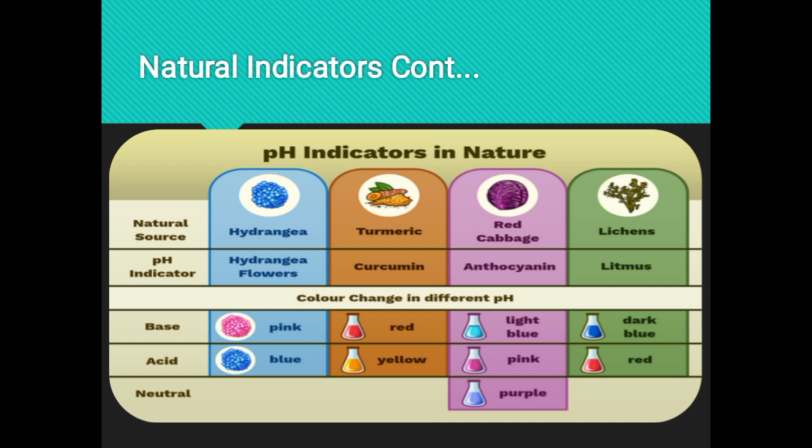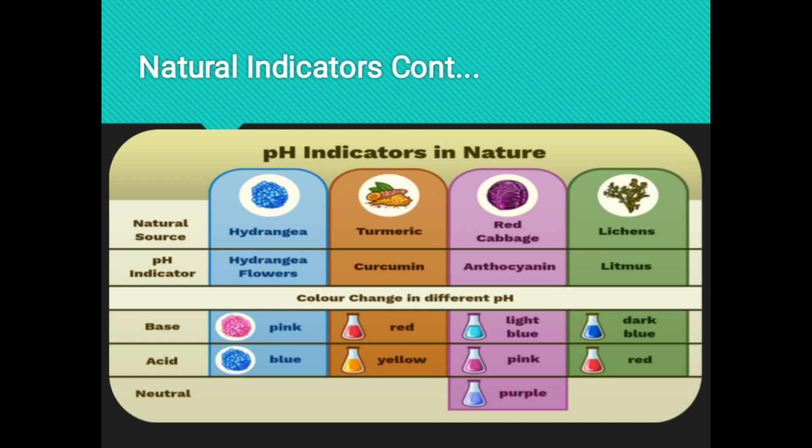Still looking at the chart on the screen, we have turmeric, which is an important source of curcumin. Curcumin is red in color when introduced into basic media, and in acid medium, it gives a yellow color. Then red cabbage, which is a source of another natural pH indicator called anthocyanin. The anthocyanin gives a light blue color in a basic medium, and in acidic medium it gives a pink color, whereas in neutral solutions it gives a purple color.